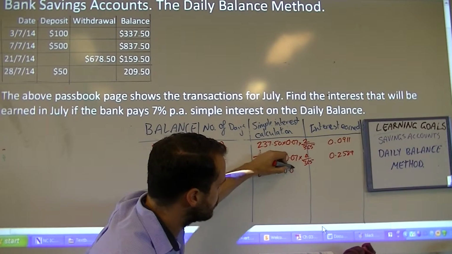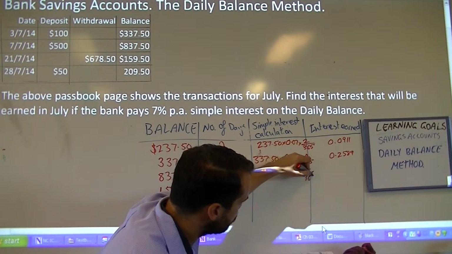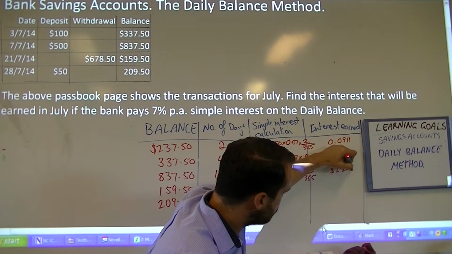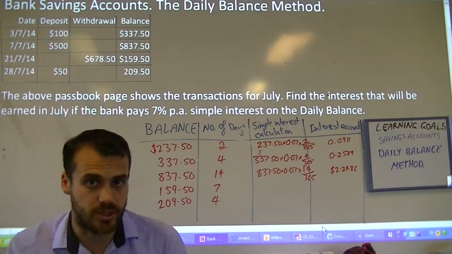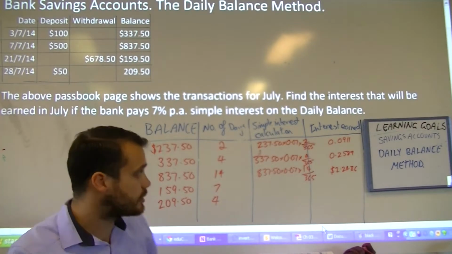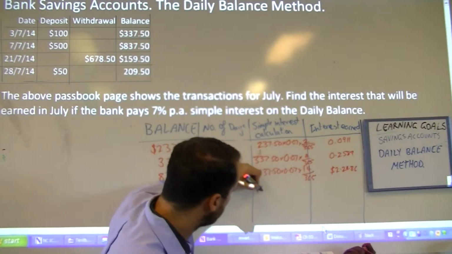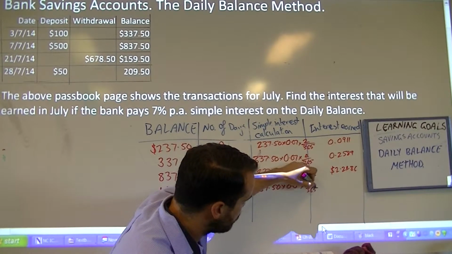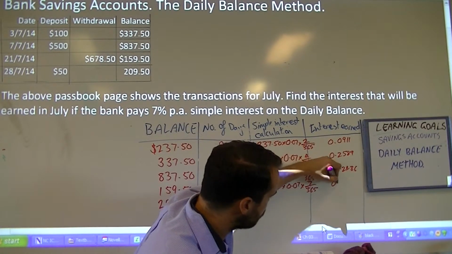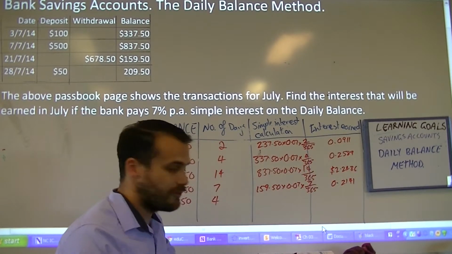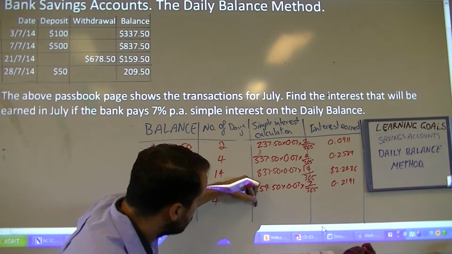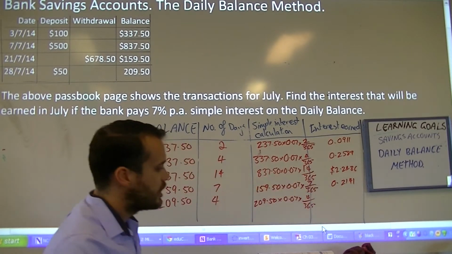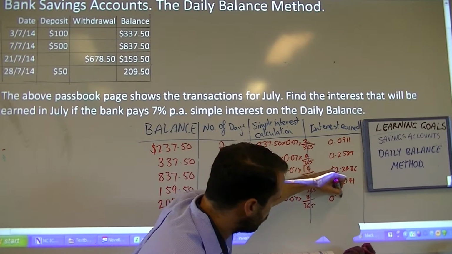Working down, $837.50 times 0.07 times 14 out of 365. Put that into your calculator, $2.2486. Make sure you're keeping it to at least 4 decimal places as you go through these. Don't round too early. We'll round at the very end. $159.50 times 0.07 times 7 days out of 365. That'll give us 0.2141. Now finally, last one, $209.50 for 4 days, $209.50 times 0.07 times 4 over 365. That'll give you 0.1607.